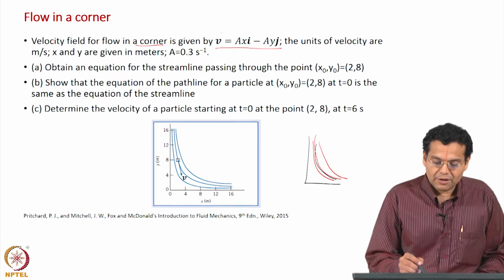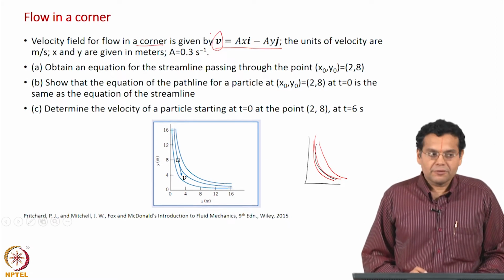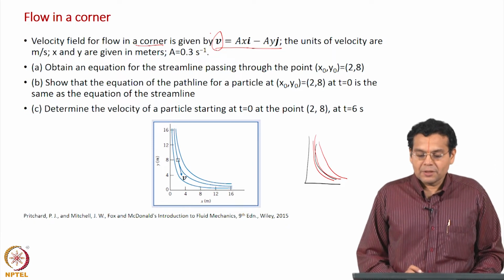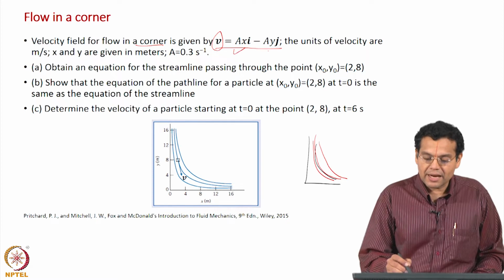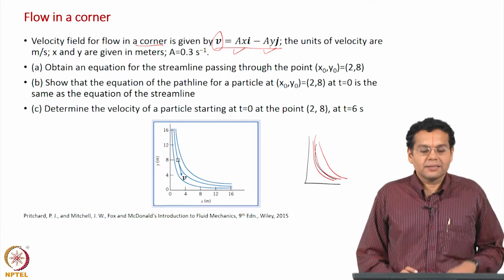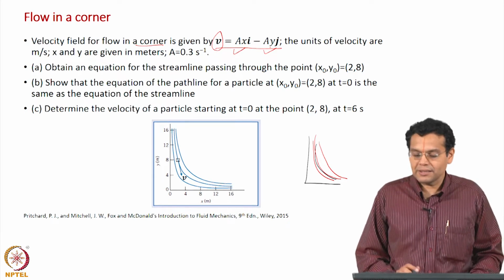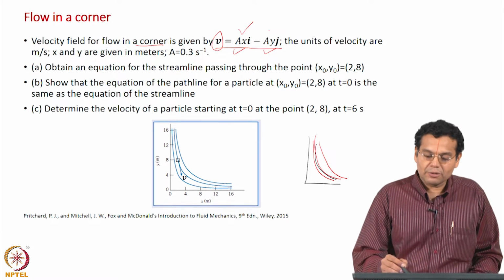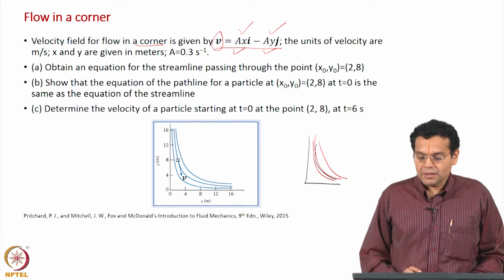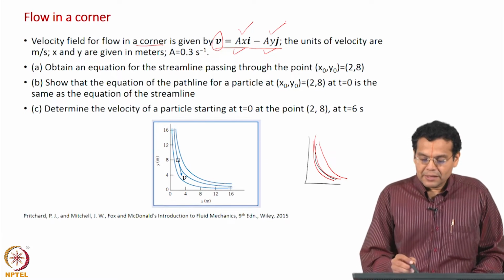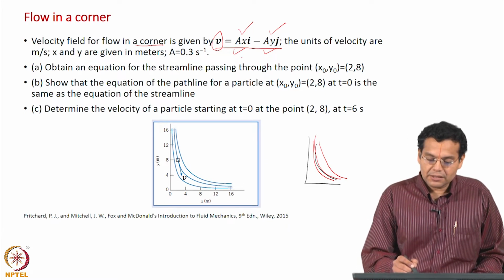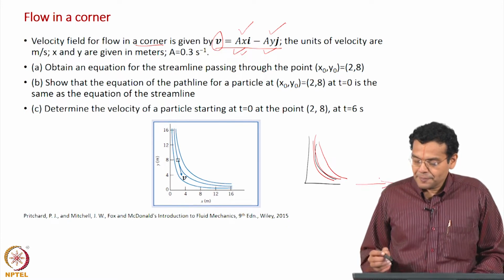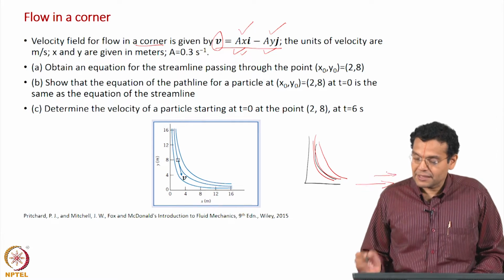Velocity is a vector here. This is the first time we are coming across a velocity field where both the x component and the y component are present. In the earlier examples we had only one component. The x component is a function of x only, the y component is a function of y only. How do you visualize this? The x velocity increases with x. So if you move along this direction, the velocity keeps increasing.